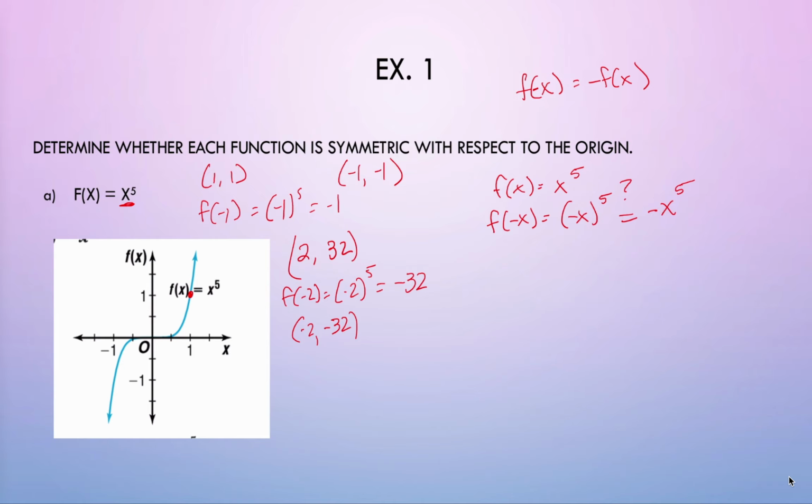Yes, it does, right? When we raise a negative number to an odd power, we're going to get another negative number. So yes, it does, which means that this is symmetric with respect to the origin, which means that it's odd, but we'll talk about that in a second. So TLDR, the answer is yes.